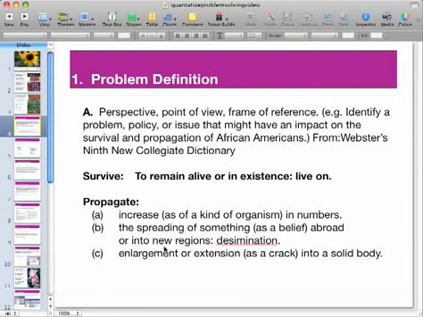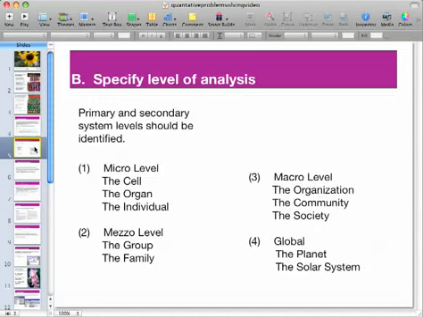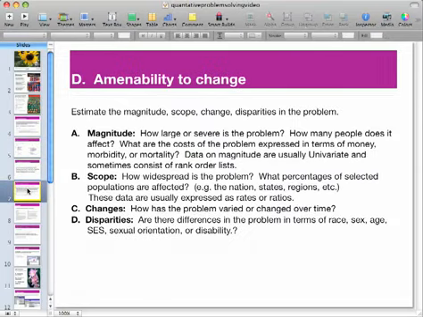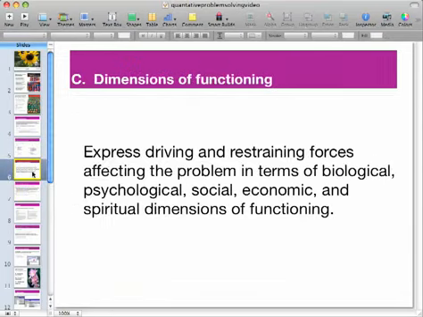Problem definition: what we're really mainly interested in at this point in the semester or in this particular class is issues or impacts that have an impact on the survival and propagation of African Americans. And by the way, all of this information that I'm presenting to you today is in your Social Work 300 workbook. We're going to look at different levels of analysis. If you're not familiar with micro, macro, meso, global levels and which systems that they deal with, then we'll get a little bit more into that in the class.